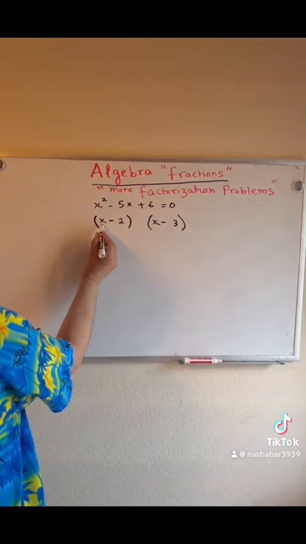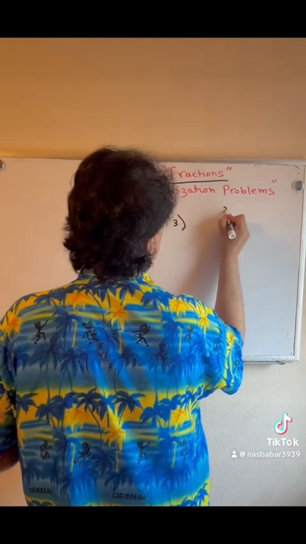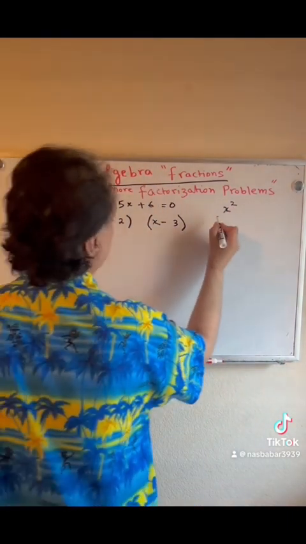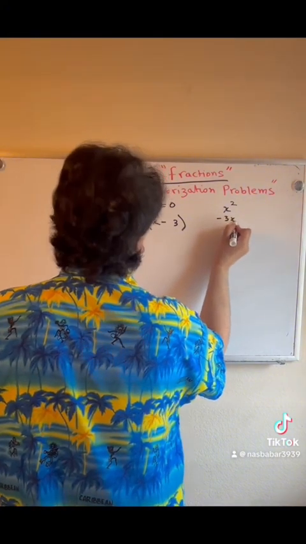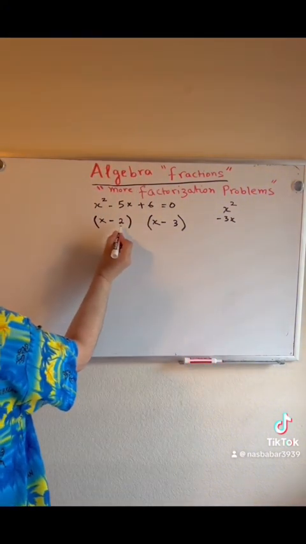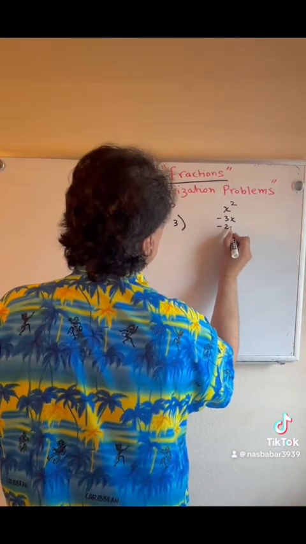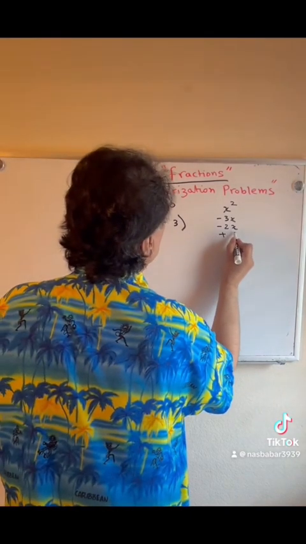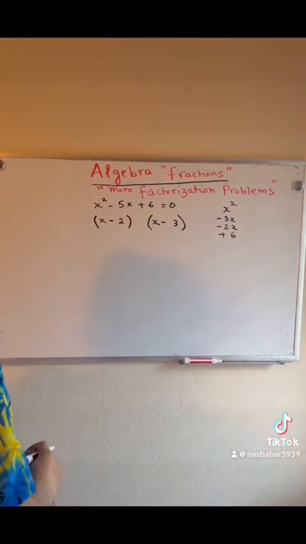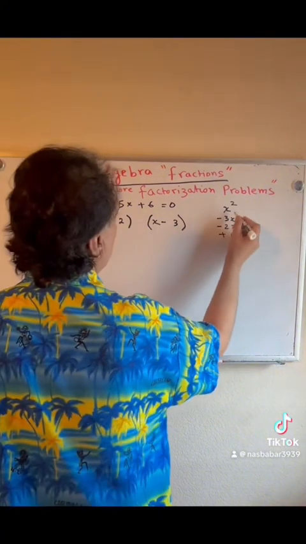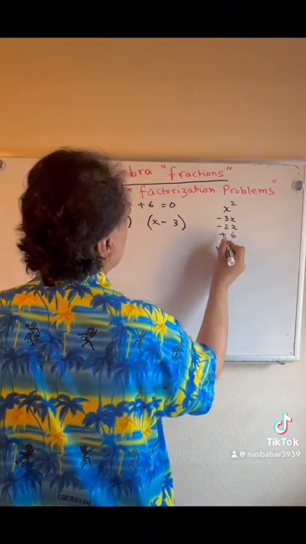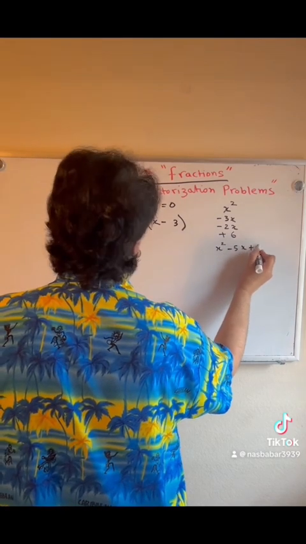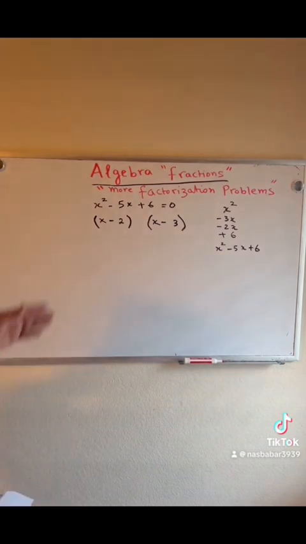So if I multiply x by x, I get x squared, all right? If I multiply x by minus 3, I get minus 3x. If I multiply minus 2 by x, I get minus 2x. If I multiply minus 2 by minus 3, I get plus 6. So does that check out? If I do this, x squared, minus 3 plus minus 2 is minus 5x, and then plus 6. So that checks out. Wow, good.